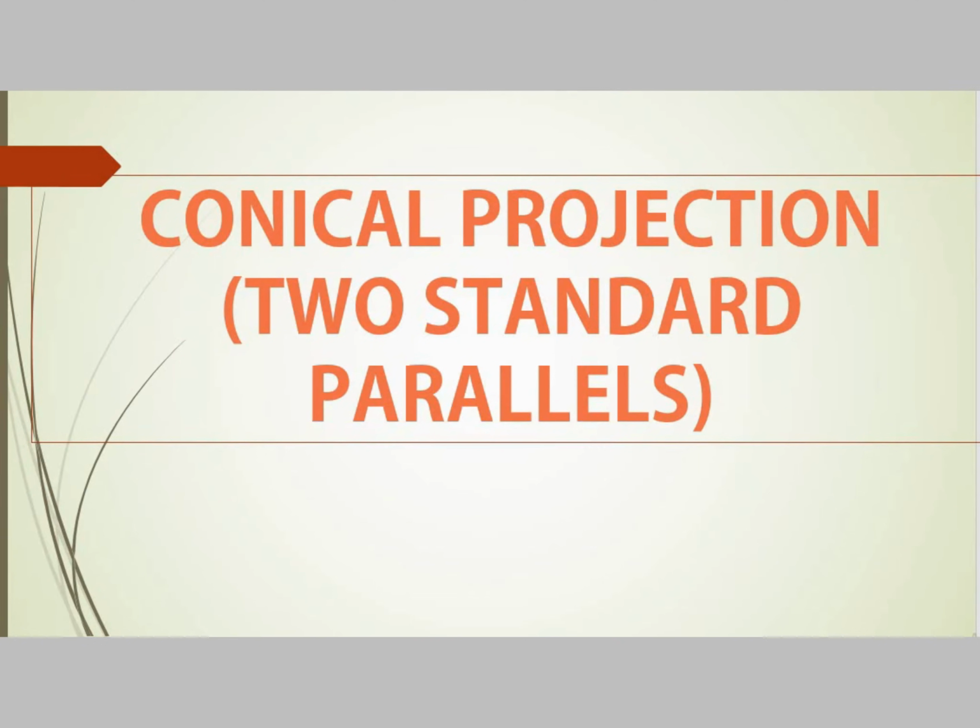Projection is the method of converting the three-dimensional Earth onto a two-dimensional map, and conical projection is a projection in which we use the paper or the map surface by folding it as a cone. And standard parallel is the touching point between the cone and the globe.